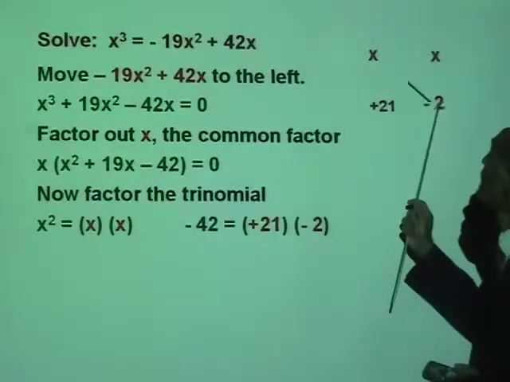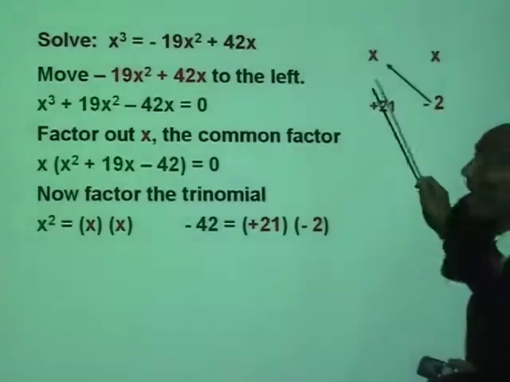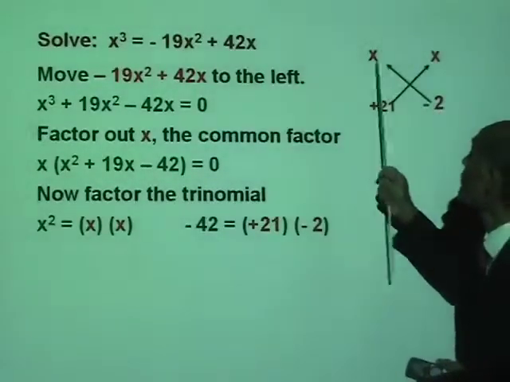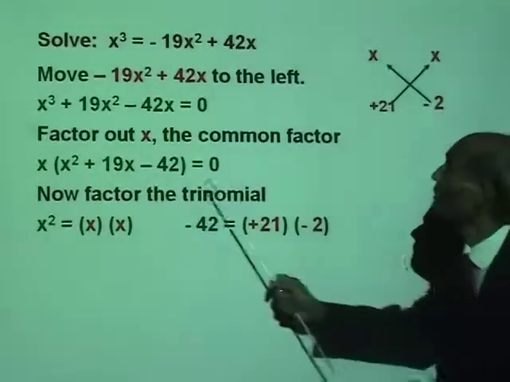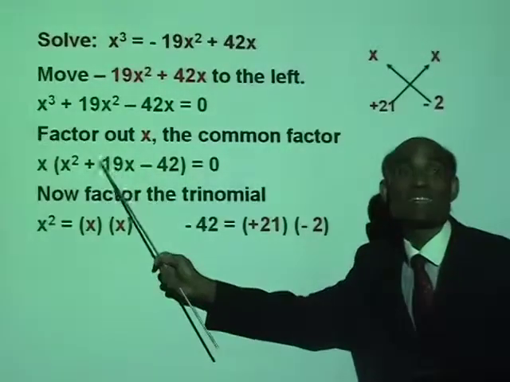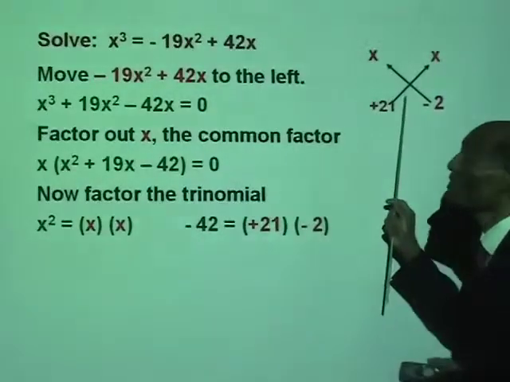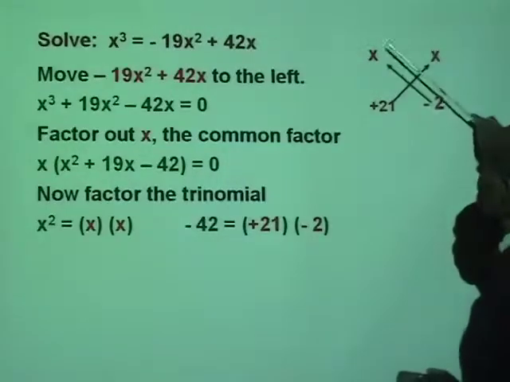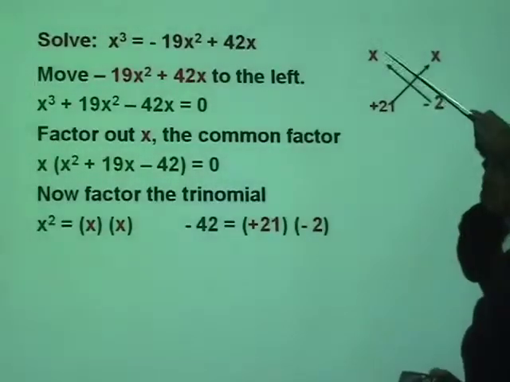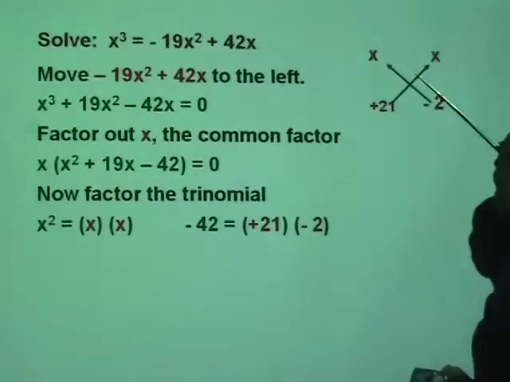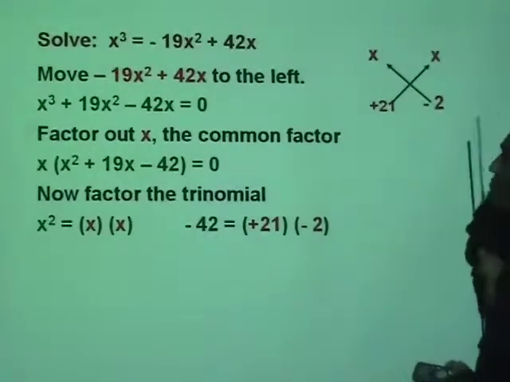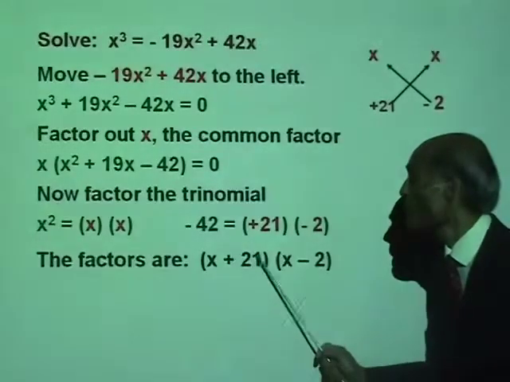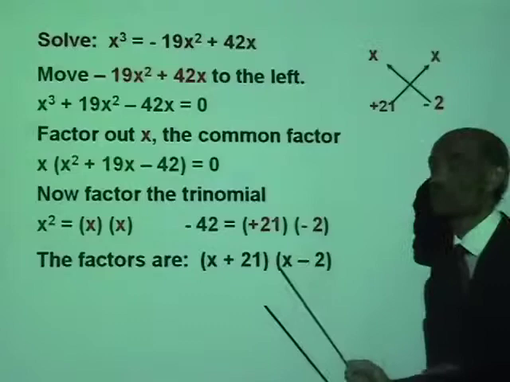Alright, look at this. Negative 2x added to 21x. What is the result? Negative 2x added to 21x is positive 19x, our middle term. So this is the right distribution of factors. So what are the factors now? The first factor is x plus 21. And the second factor is x minus 2. So the factors are x plus 21 times x minus 2.